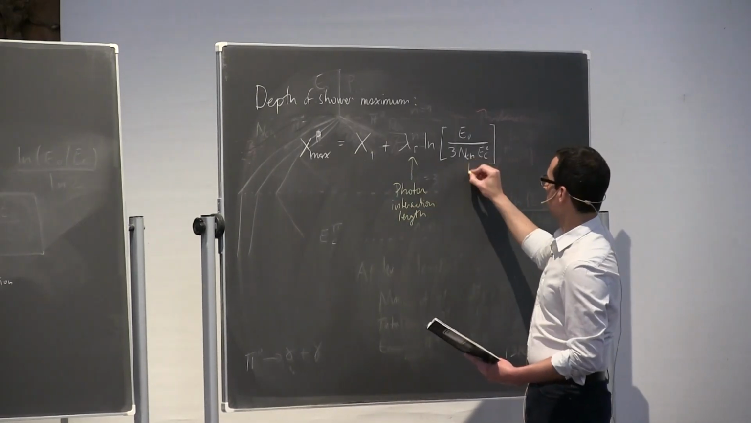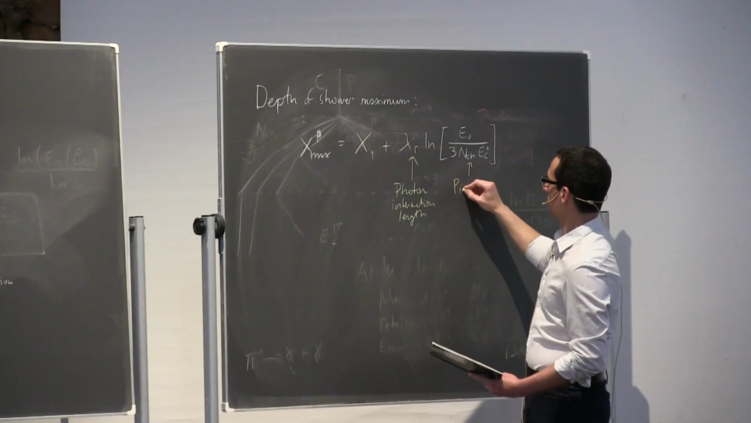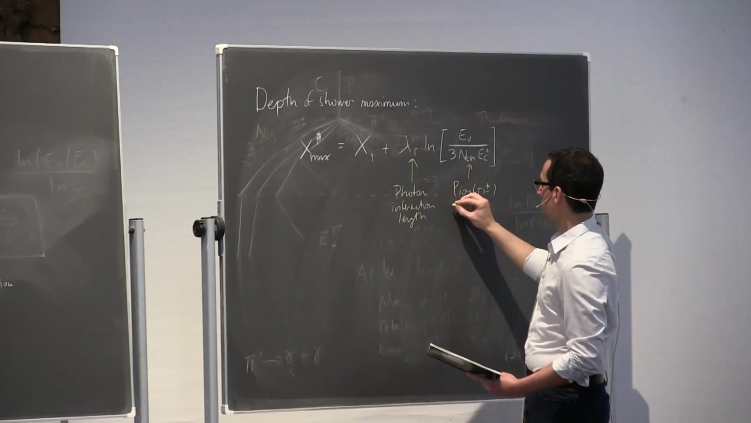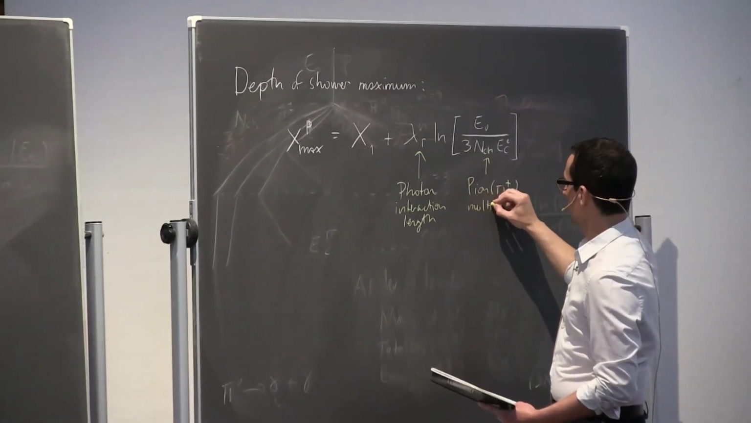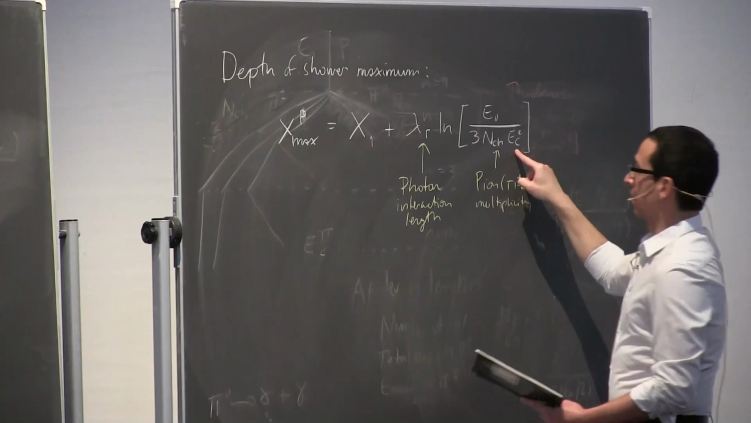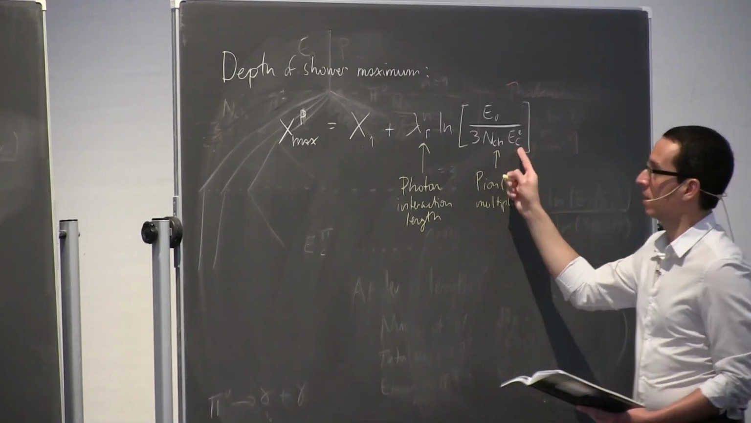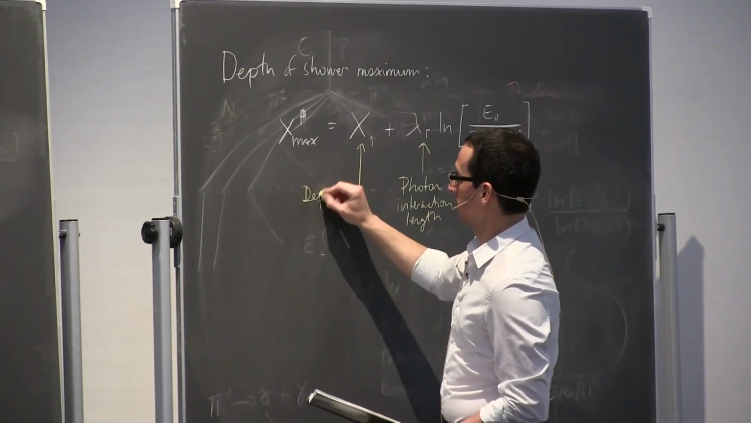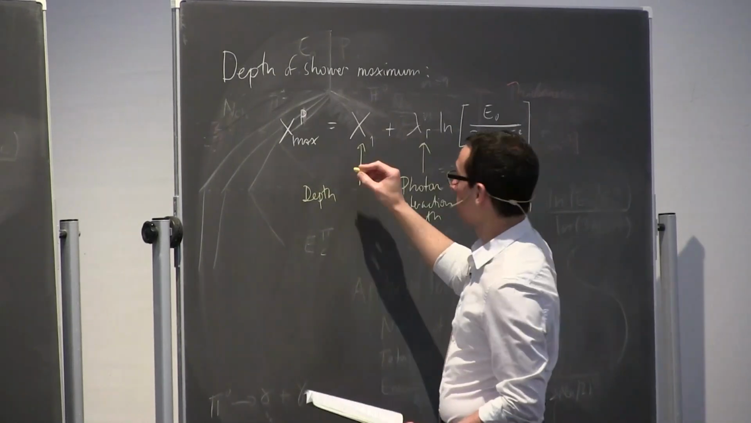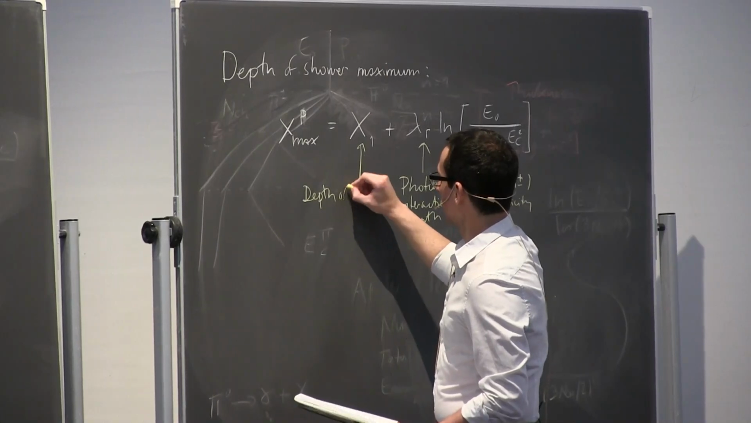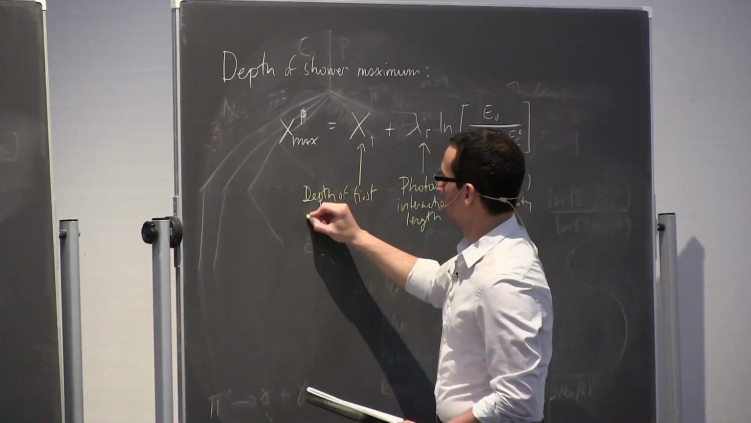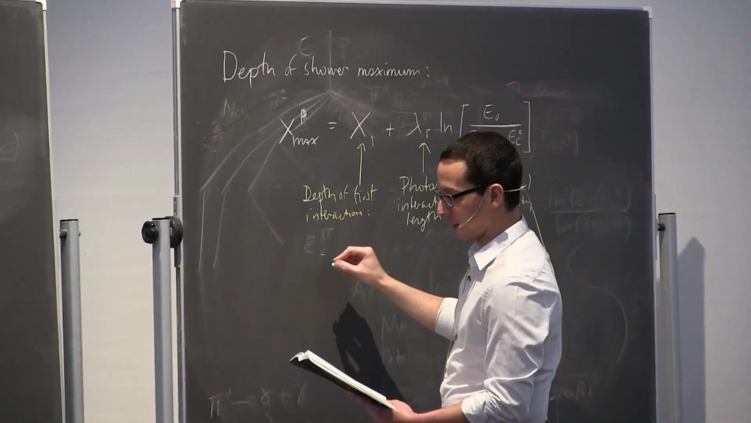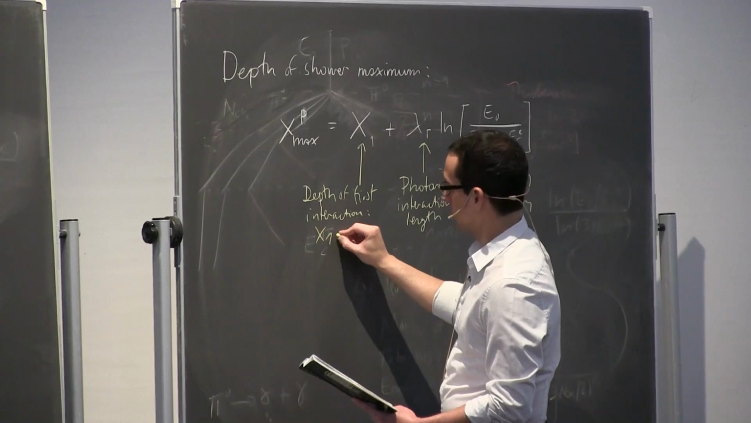And this over here is the pion multiplicity that I was using when we were developing the proton-initiated shower. This is the critical electron energy, and this here is the depth of the first interaction in the atmosphere. So when the primary actually interacts. And you'll see that all the quantities that we have been mentioning before come into play here.